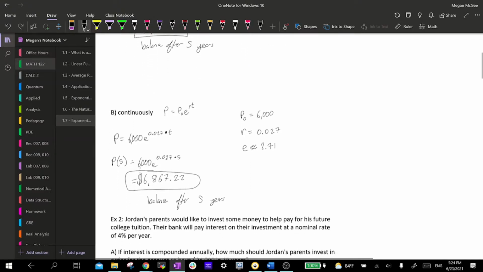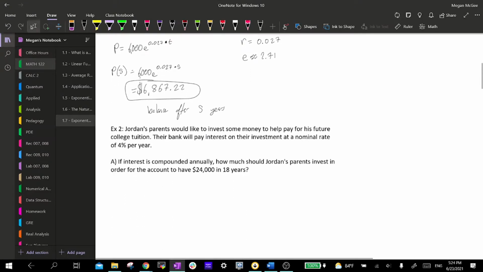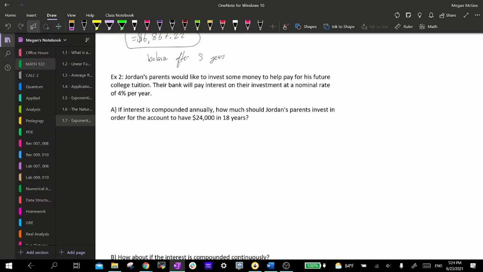All right, let's move on to example 2. In this case, we have Jordan's parents who would like to invest some money to help pay for his future college tuition. Their bank will pay interest on their investment at a nominal rate of 4% per year. So part A says if the interest is compounded annually, how much should Jordan's parents invest in order for the account to have $24,000 within 18 years?